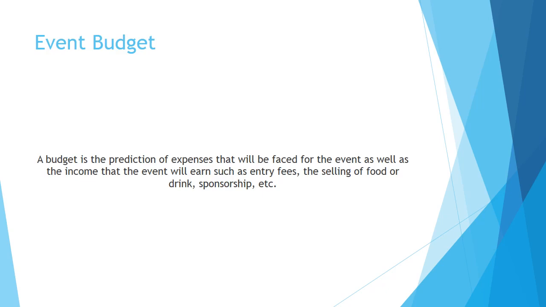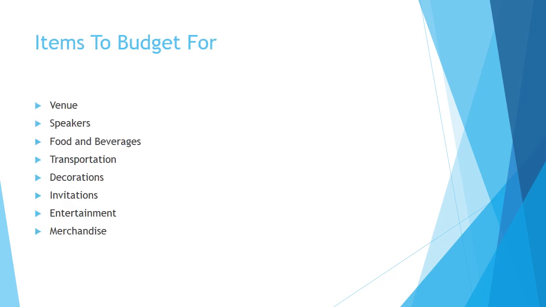revenues. When an event is sponsored, this counts as income for the event, which means that sponsorships need to be finalized as early as possible. All events vary in terms of what has to be budgeted for, but the main items that have to be included in a budget are venue, speakers, food and beverages, transportation, decorations, invitations, entertainment, and merchandise.